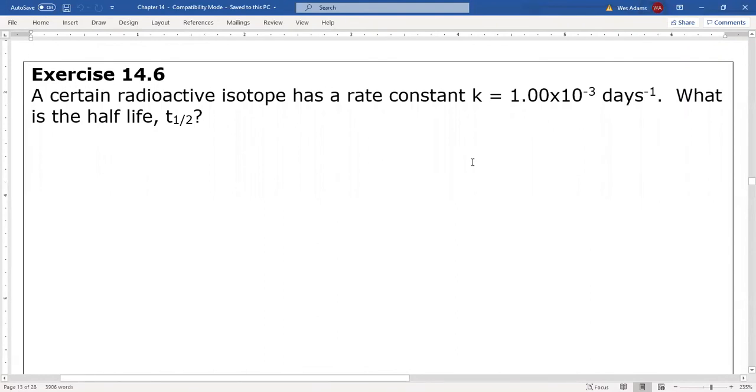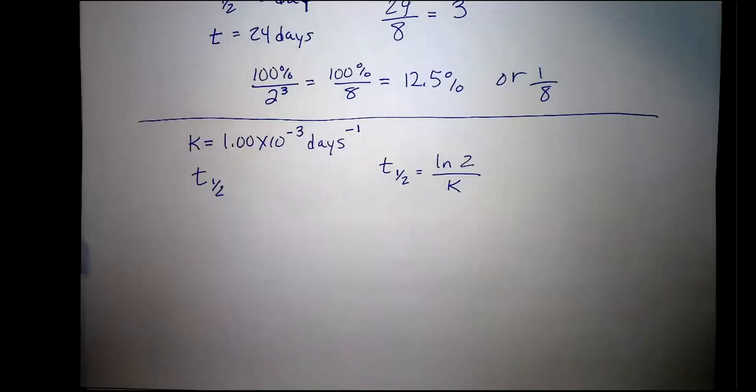Okay, let's look at another example. Let's say we got a radioactive isotope and it decays with a rate constant of 1.00 times 10 to the negative third days. We want to know the half-life T sub 1/2. We had our handy dandy formula for that, so we should be able to calculate that based on the rate constant.